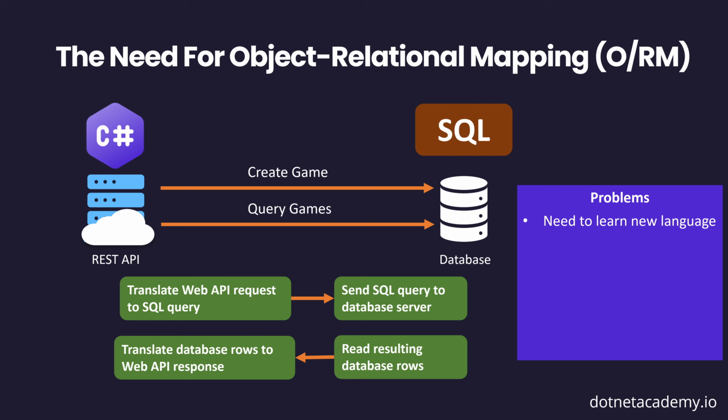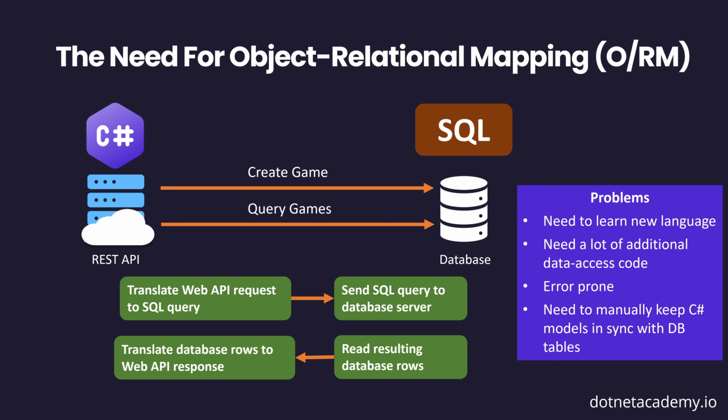And you need to learn it well to ensure you get good performance out of it. You'll need to write a lot of additional data access code whose only purpose is to translate things from C# to SQL and vice versa. And of course, deal with unexpected errors. Talking about errors, this approach is error-prone, since it's very easy to make mistakes when mapping things from one side to the other. And you need to manually keep your C# models in sync with the corresponding database tables, which can be quite challenging. This is where Object Relational Mapping techniques, or ORM, can make a big difference.